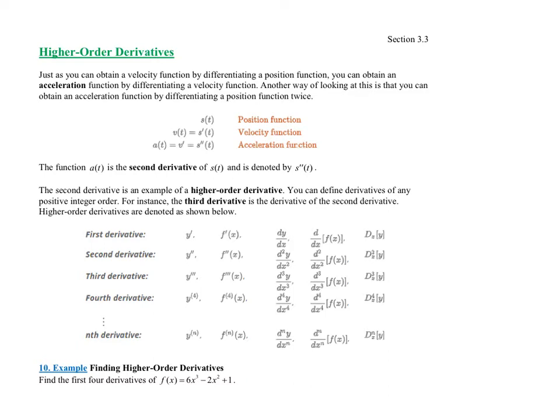And so here you have this little, let me kind of highlight this for you. In this part right here, you have a of t equals v prime of t, which is s, and if you see, there's two primes. So I call that double prime, meaning the second derivative. So it says the function a of t is the second derivative of s of t, the position function, and denoted by s double prime of t. So now you just have higher order derivatives.